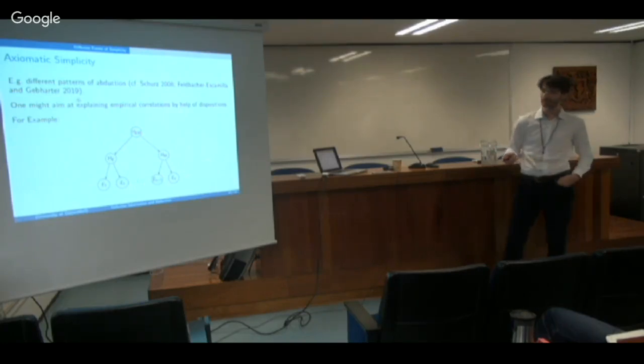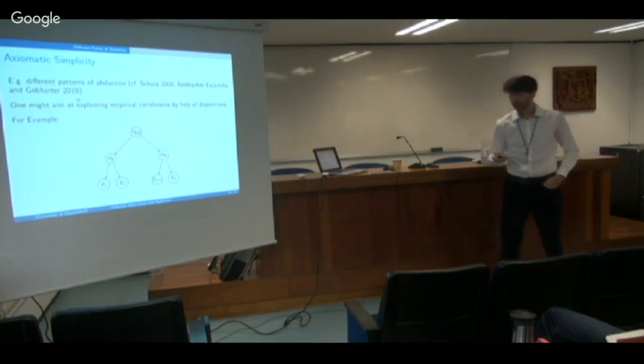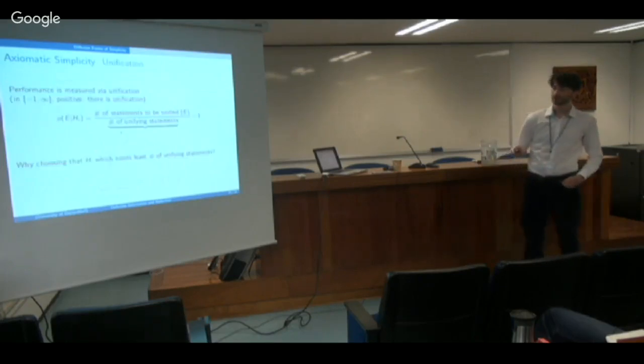Okay, if I take my electric theory, my magnetic theory, and put all the axioms together, then it's more complicated in the sense that I need more axioms than if I have a unified theory of electromagnetism. So this is a case of axiomatic simplicity. We can measure this with a unified measure, but I think I skip over this.